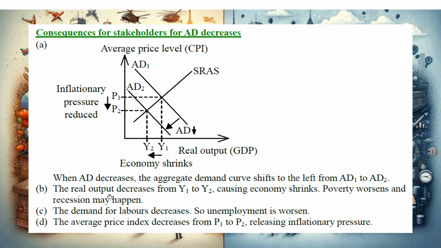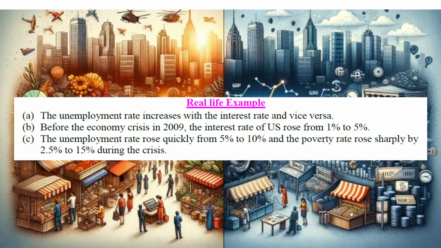We are focused on the consequence, right? Because it's macroeconomics, something that can be used to describe the world, to explain the world. So demand for labor decreases, so unemployment is worsened. But the average price level decreased from P1 to P2, okay? Maybe releasing inflationary pressure. A little bit of help to the poor people.